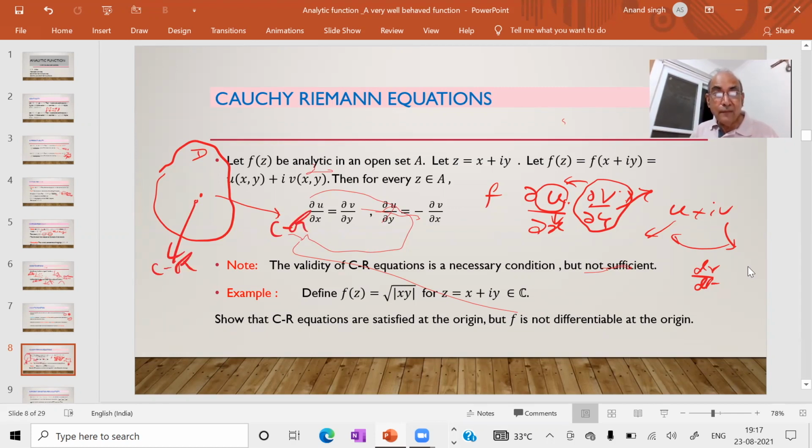But as the function is well behaved, there should not be a sudden change in the quantity. There is a gradual change from here to here. That is where continuity comes into the picture. It is not just some value satisfying CR at a point and then suddenly changing to something else. There is a gradual change. That is, if it satisfies the CR equations and the derivatives are continuous, then the function is analytic. So again, the same well-behavedness comes into the picture.